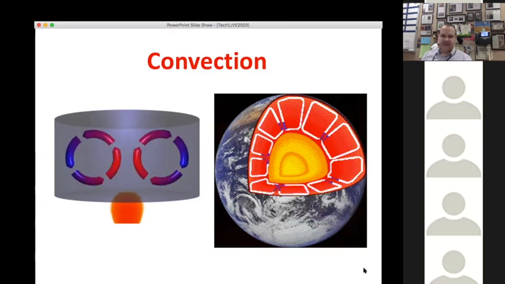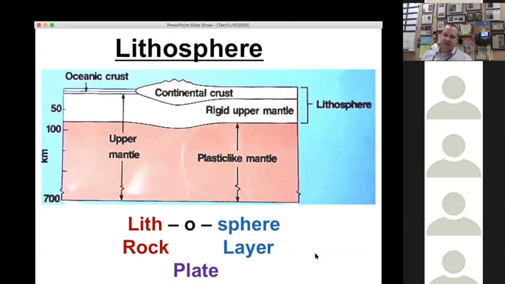Hot goes up and cold goes down. Now, I wanted to introduce two new words today. The first word is lithosphere. Lithosphere. The lithosphere is a different name for the crust and the top of the mantle. So that is called the lithosphere.